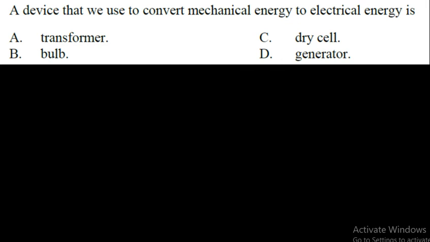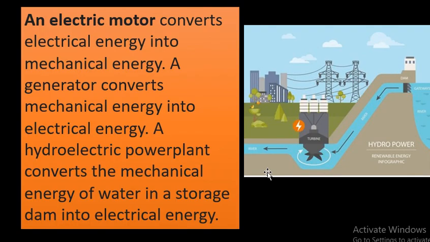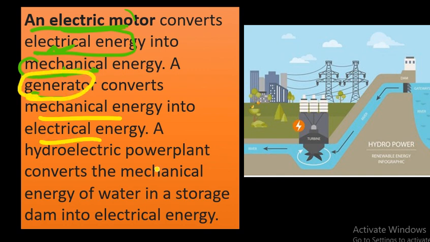The next question says, a device that we use to convert mechanical energy to electrical. Mechanical to electrical. What is this device? Remember, an electric motor converts electrical to mechanical energy. But a generator, try to see the second statement here. A generator converts mechanical to electrical energy.